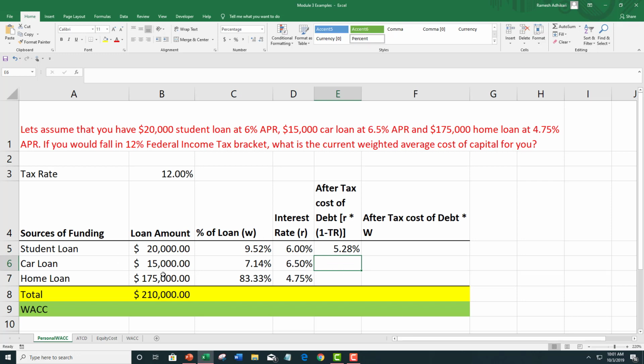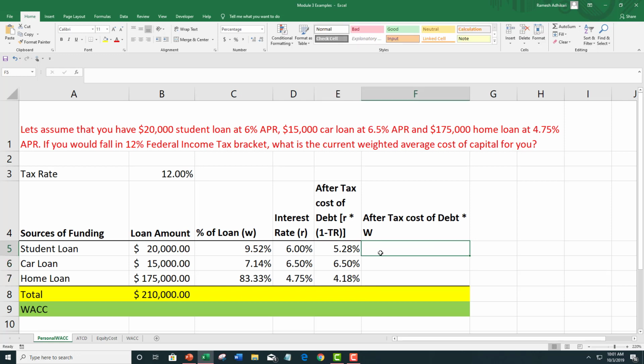For your car loan, since you cannot deduct the interest you pay for your car loan from your tax return, therefore after tax will be the same as before tax. And for home loan, you need to multiply the before tax cost by 1 minus the tax rate. So that gives us the after tax cost from each source. That is our step 2.